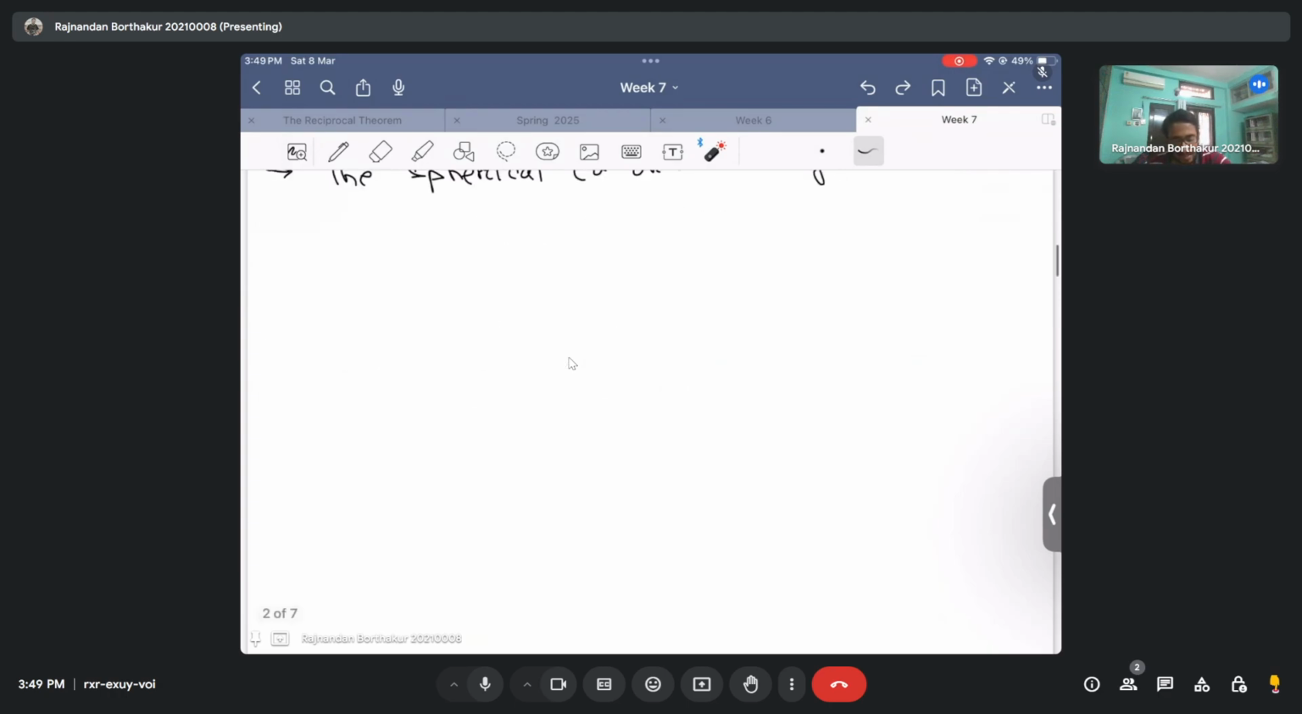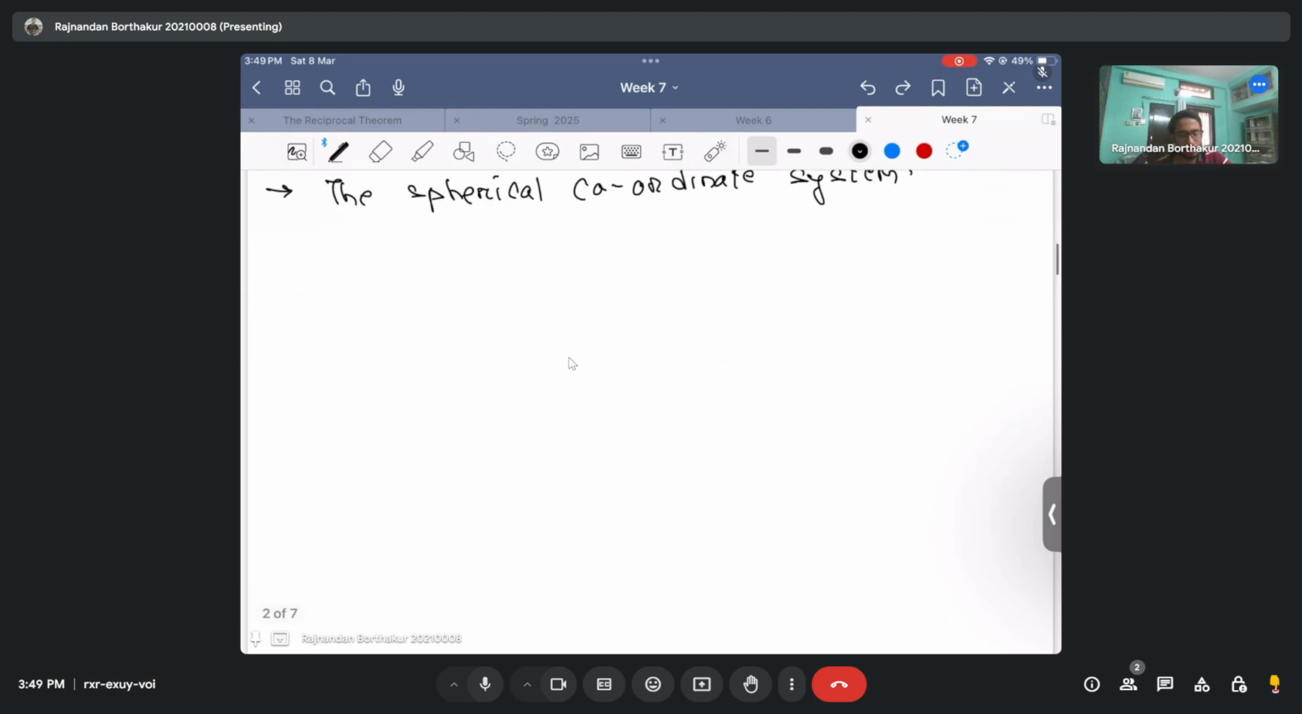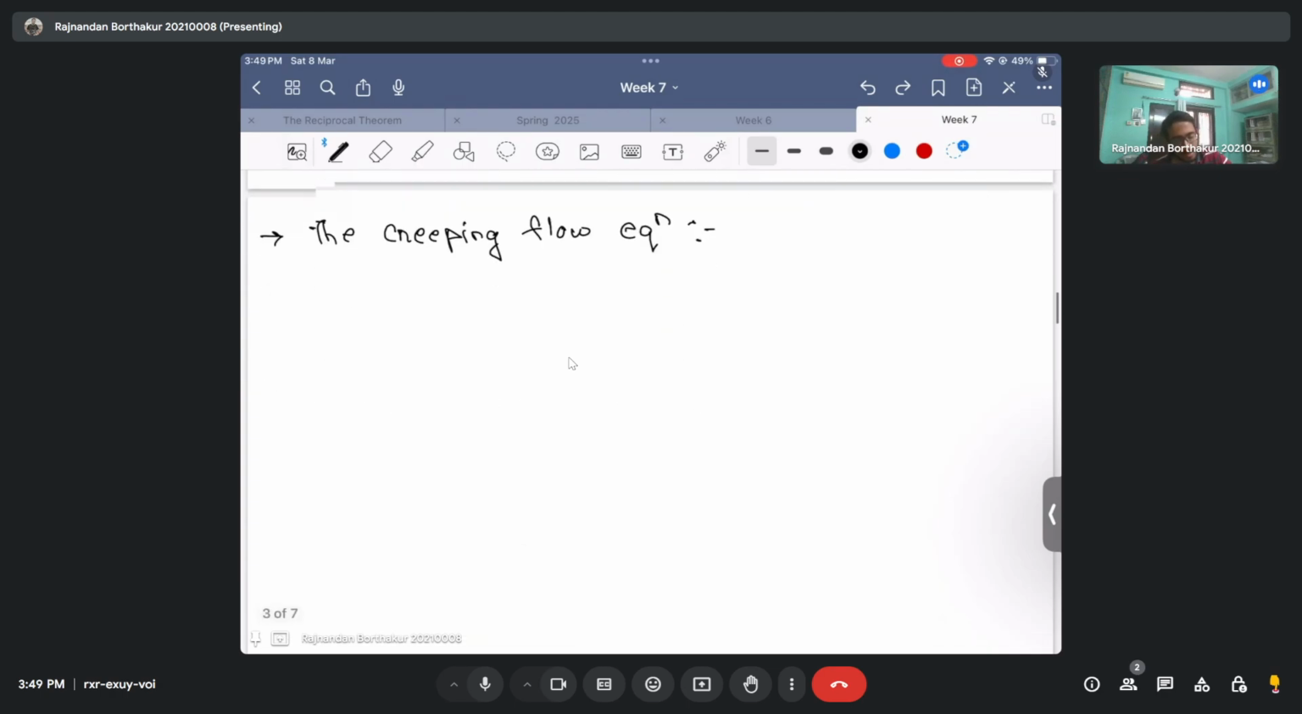But with that, let's try to understand. In order to understand the creeping flow limit, that is when Reynolds number tends to zero, I will start off by writing the general momentum conservation equation in vector form. That is the Navier-Stokes equation in vector form containing the inertia terms, and from that we will try to derive the creeping flow limit. Okay. So we'll begin by deriving the creeping flow equation.